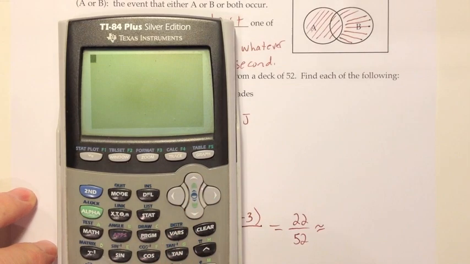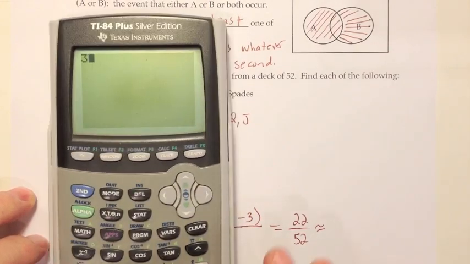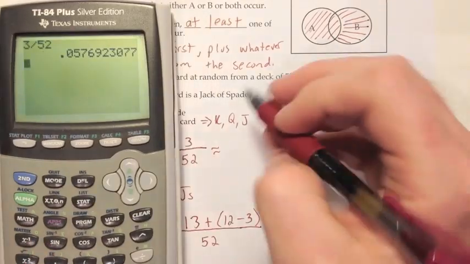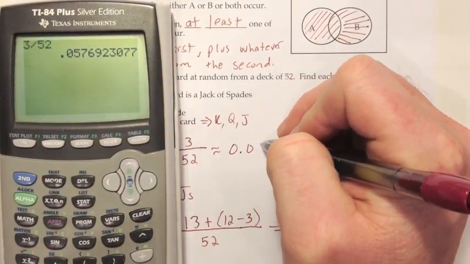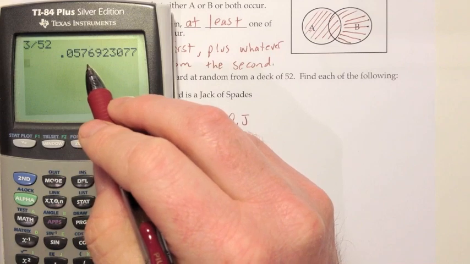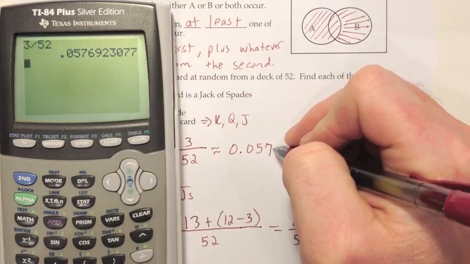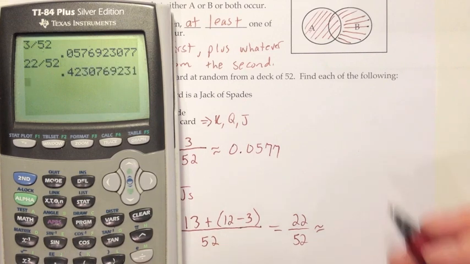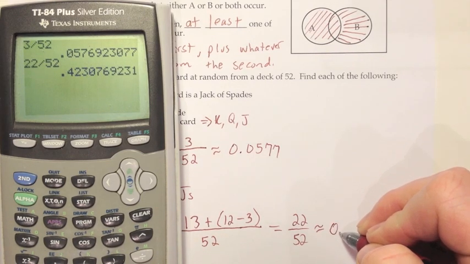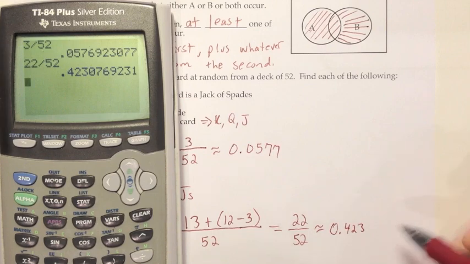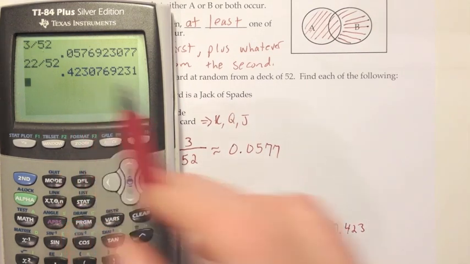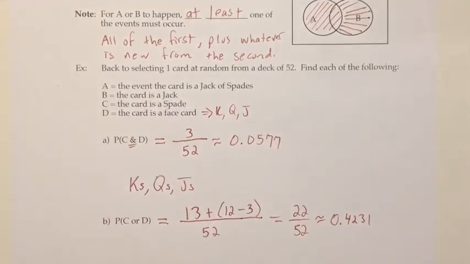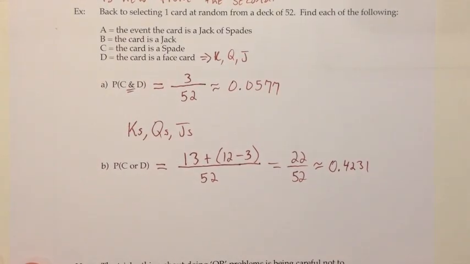So let's go ahead and take a look at that. First one was 3 out of 52. So we're going to round that to 4 decimal places and say that's 0.0576, but followed by a 9, so 0.0577. And then for the OR we had 22 out of 52, and that's going to be 0.423, and then there's a 0 but followed by a 7, so I'd round that up and make it a 1.